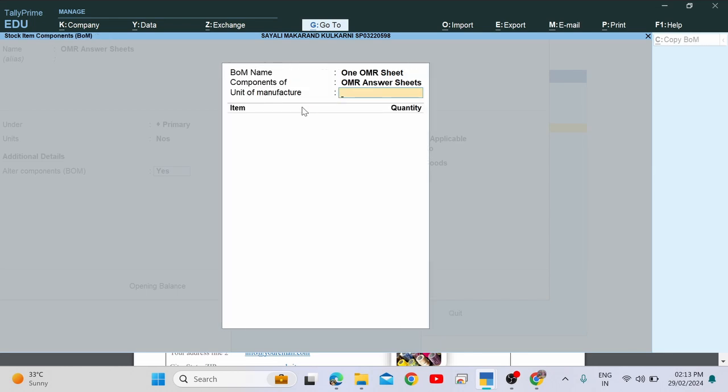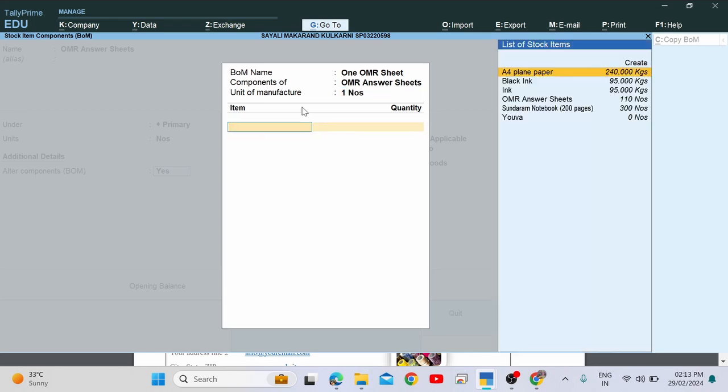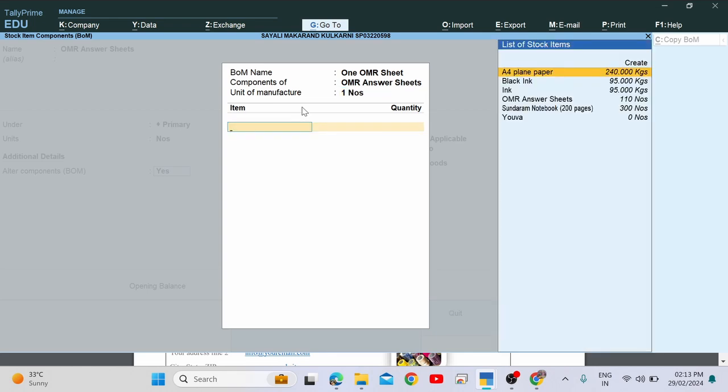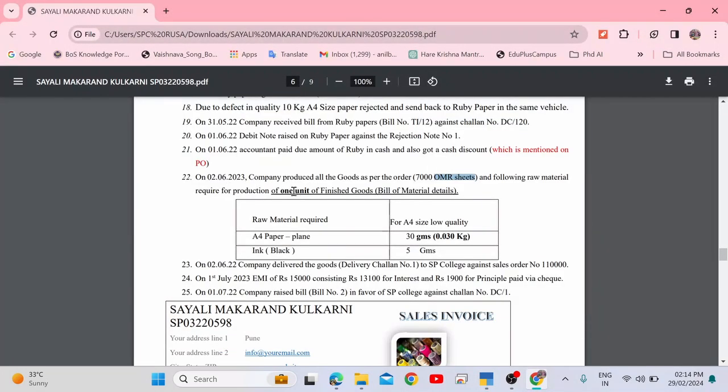And then here how many units are you going to produce? One. And for one, how much is required, we will specify. If for 10 you want to specify how much is required, then you have to write 10 here. But here in Tally, to produce one, whatever we require we will specify. Our target is to specify that, therefore I have selected one. Why one? Because check the question: for producing one unit of finished product we have information, therefore I have selected one. And to produce one I require A4 size plain paper.